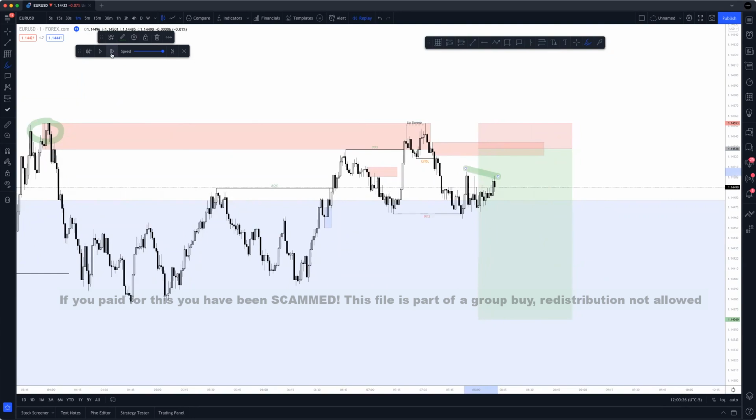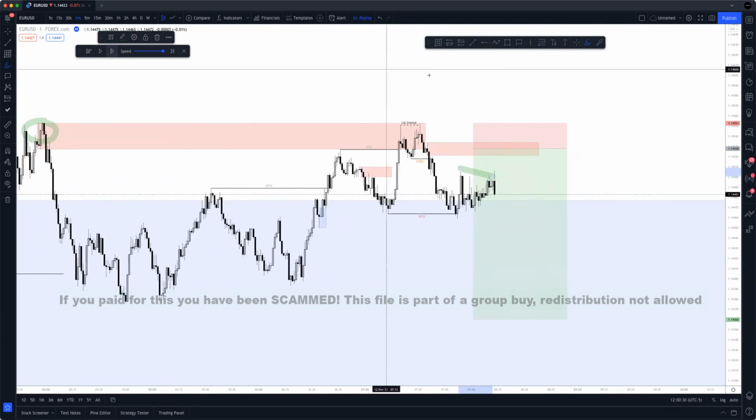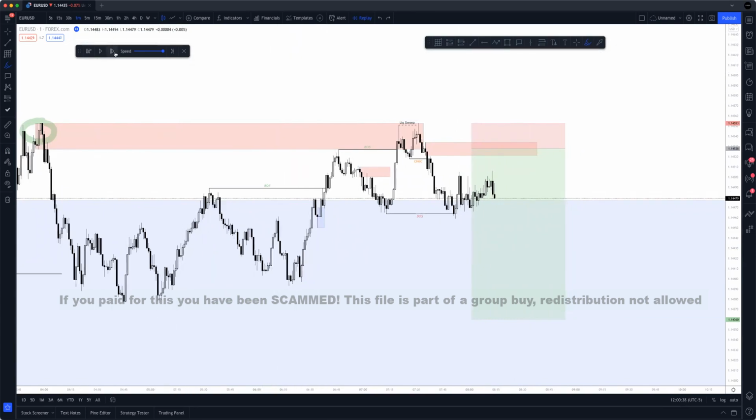Coming up, equal highs. Okay, give me a sec. Let's see, does this sweep? And just barely. Still equal highs in my opinion. We've just tapped in.